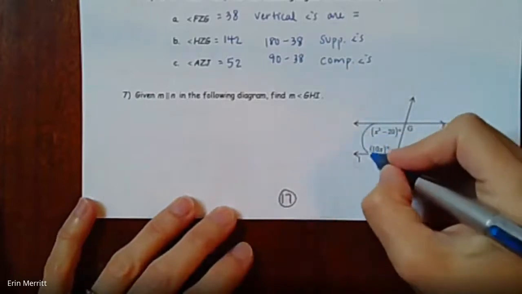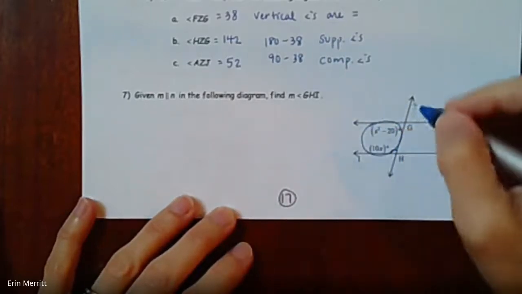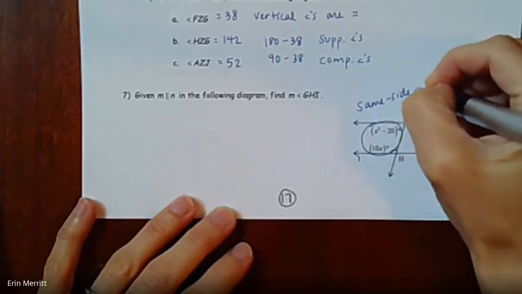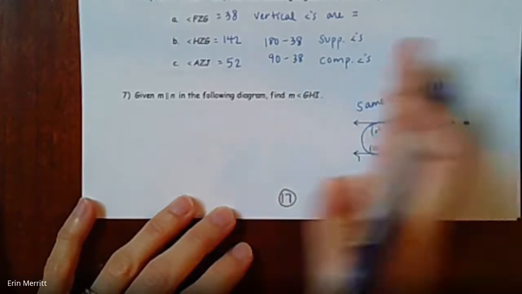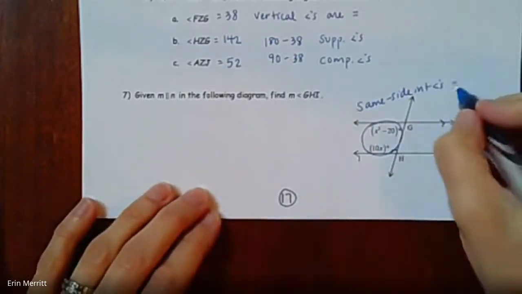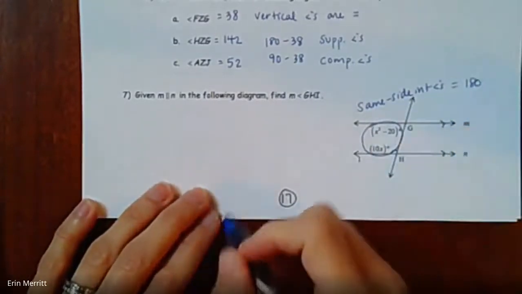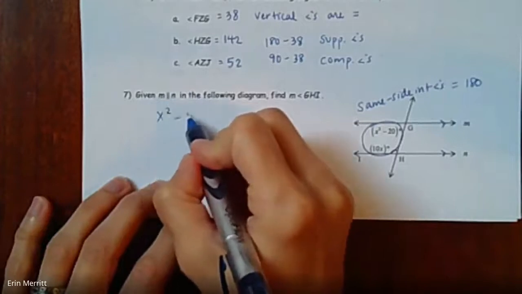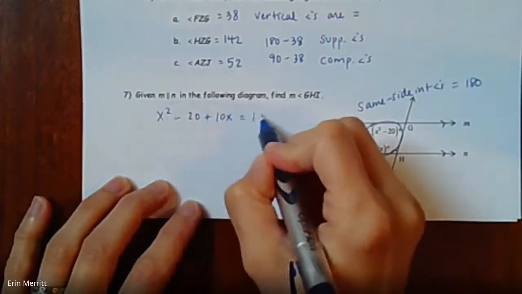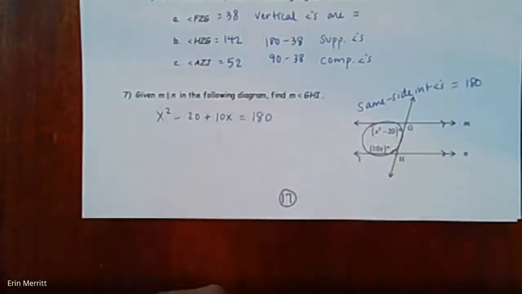So these two angles, they are same side interiors because they're on the same side of the transversal in between the parallel lines, which means they add up to 180. So let's set it up. X squared minus 20 plus 10x equals 180 degrees.